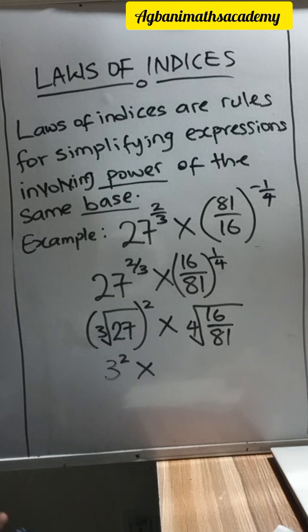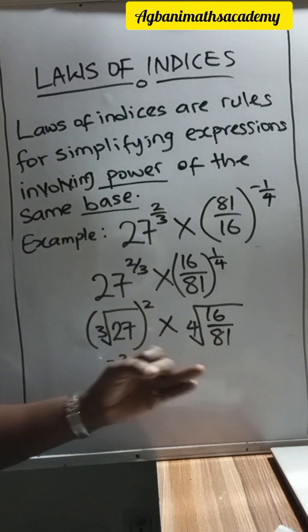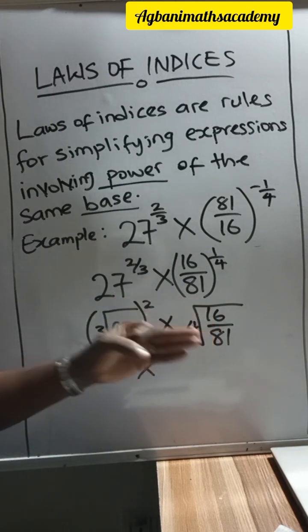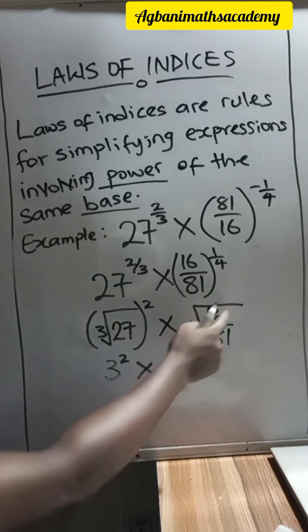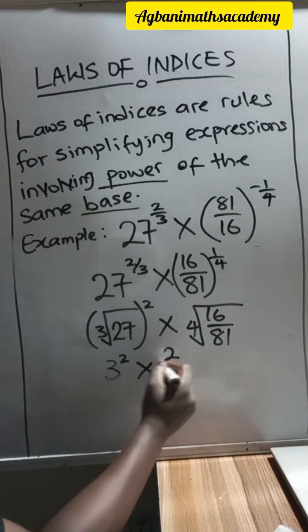What number will multiply itself 4 times to give us 16? That number is 2. 2 multiplied by 2, 4. 4 multiplied by 2, 8. 8 multiplied by 2, 16. That means 2 is going to multiply itself 4 times to give us 16. So at the numerator we have 2 all over.